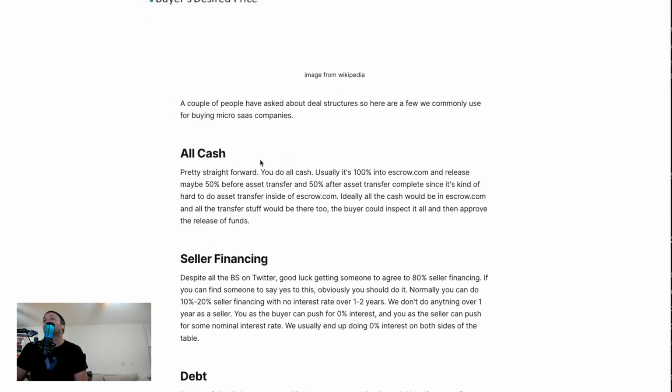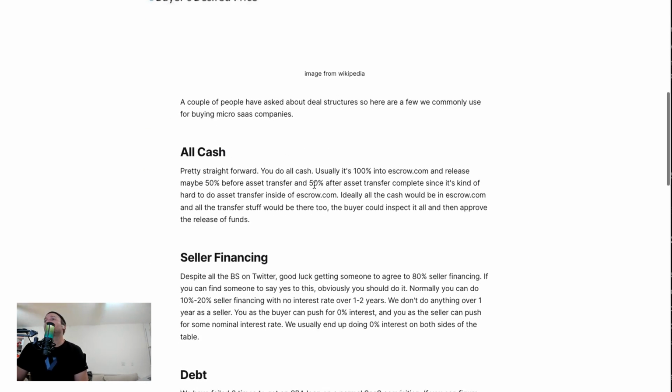So, jumping right in, the most straightforward go-to is an all-cash offer. You do all cash. It's usually 100% into an escrow account. Typically, you'll come up with some kind of structure to say maybe release 50% before the asset transfer and 50% after the asset transfer is complete.